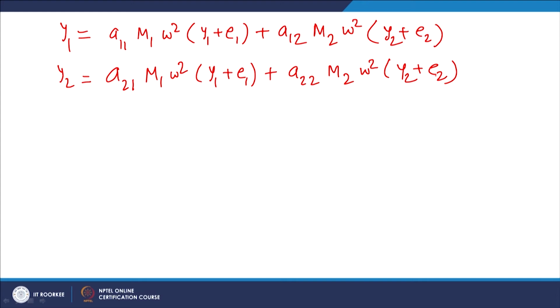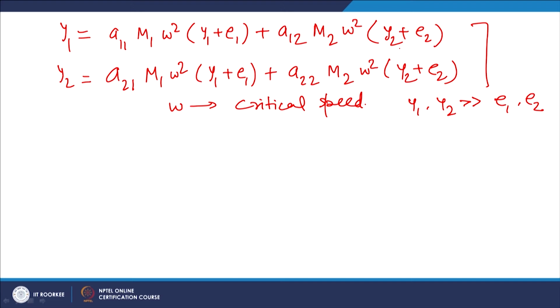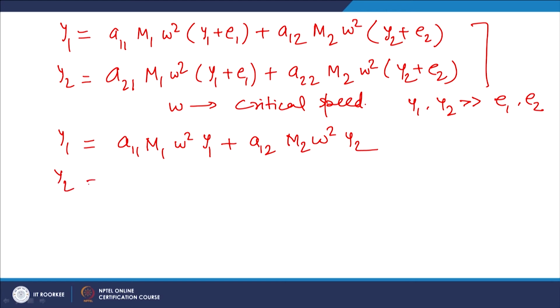Now when we talk about the critical speed, because here we want to obtain the critical speed, at critical speed the y1 and y2 are quite large, because here omega we want to find as a critical speed of the shaft. So in critical speed condition, y1 and y2 are much larger than e1 and e2. So in these expressions we can neglect e1 and e2 with respect to y1 and y2, and we can rewrite these expressions. So y1 equal to a11 m1 omega square y1 plus a12 m2 omega square y2. Similarly here y2 equal to a21 m1 omega square y1 plus a22 m2 omega square y2.